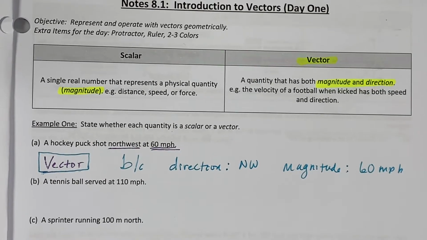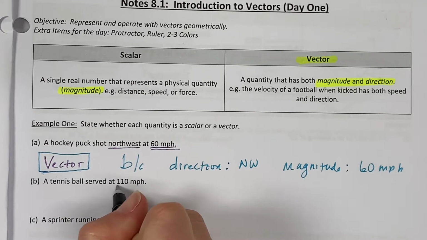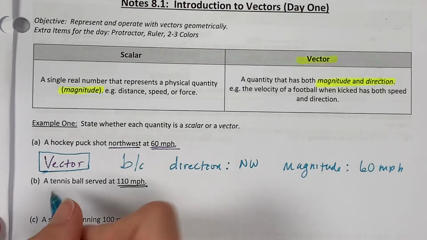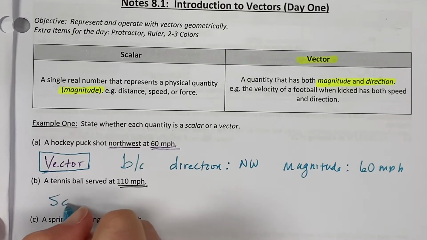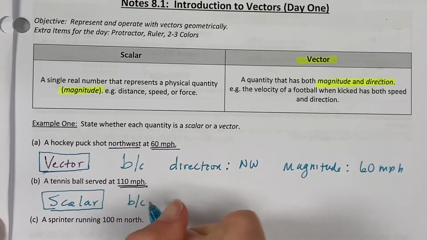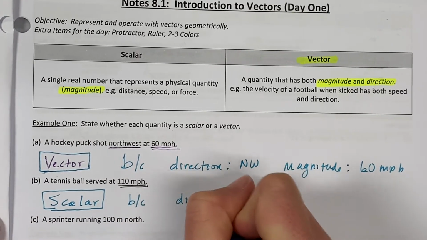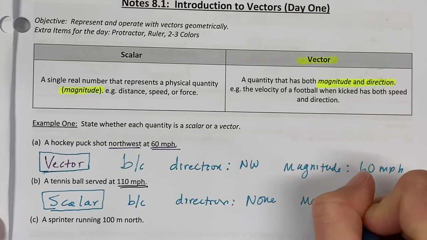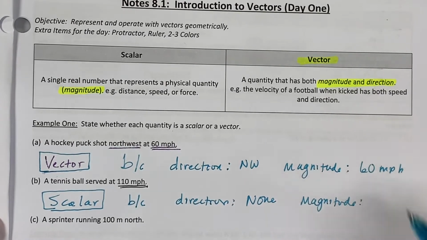Number 2, we have a tennis ball served at 110 miles per hour. So when we serve the tennis ball, we are given a speed, 110 miles per hour. However, we are not given any direction. Therefore, this situation represents a scalar. It's a scalar because if I'm asked to identify the direction, there's none. But the magnitude we were given at 110 miles per hour.